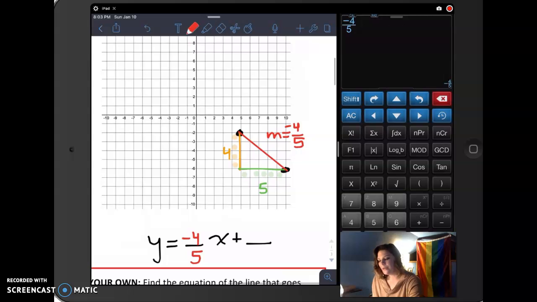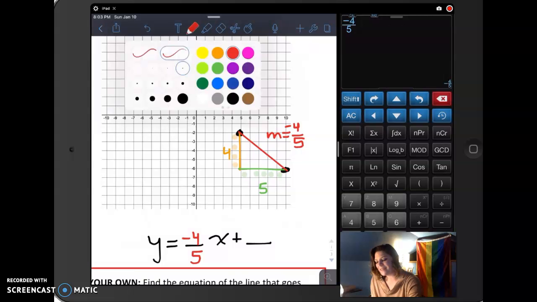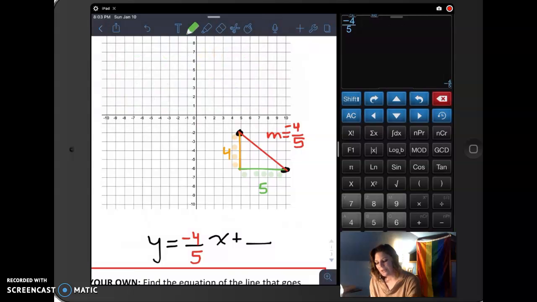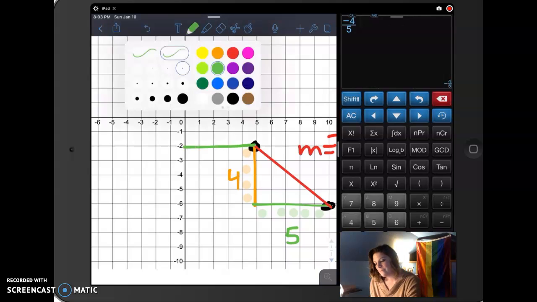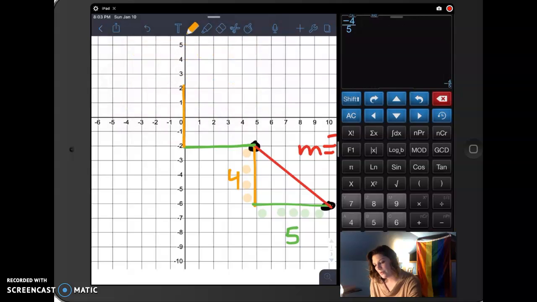All right, so if you're not a big fan of the copy-paste method, you can just count to figure it out. So remember, the pattern continues, and we need to go backwards to get to the y-axis. So we're going to go back 5, and then we're going to go up 4. And there it is. We found the point on the y-axis.